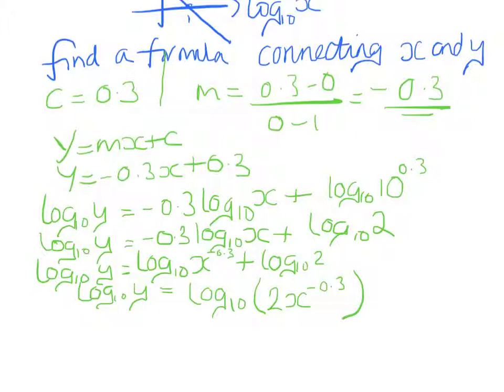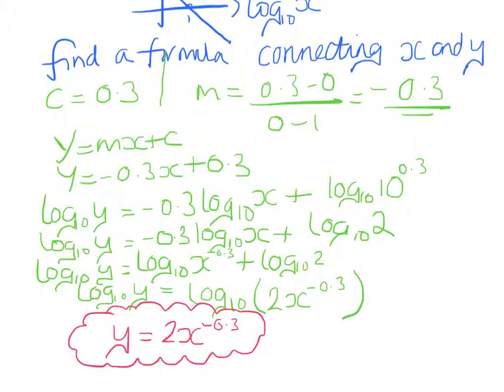And now I'm going to compare the y with what's in brackets here. And I'm going to end up with y equal to 2x to the power of negative 0.3. And that is the formula that relates x and y in this case.